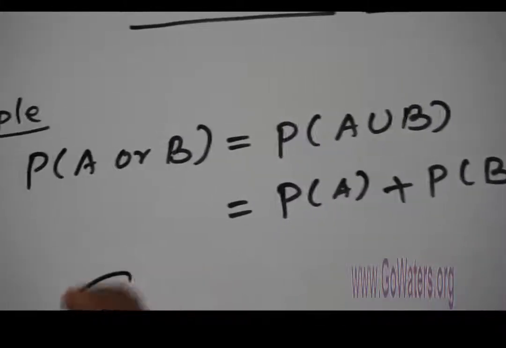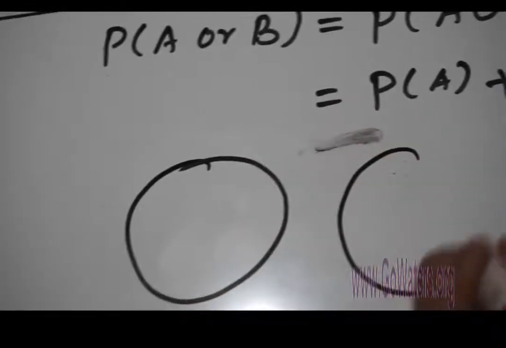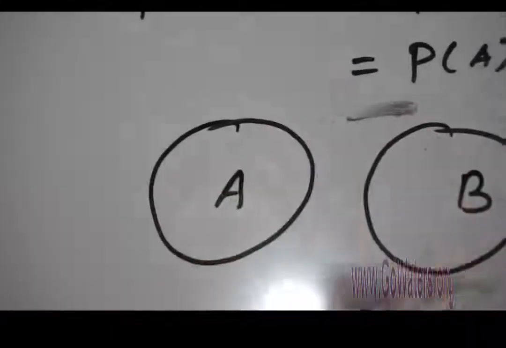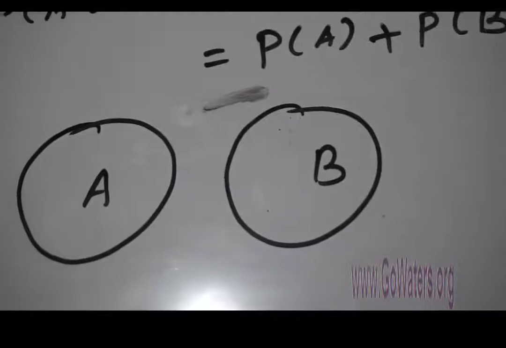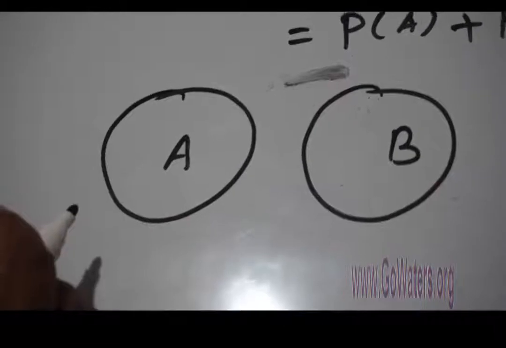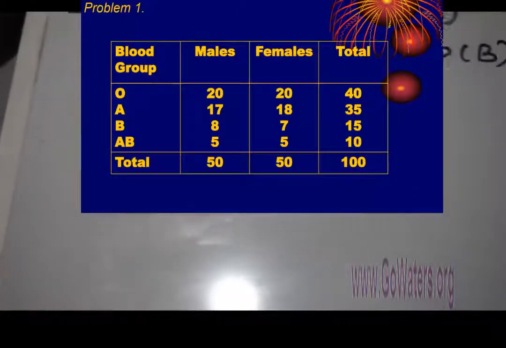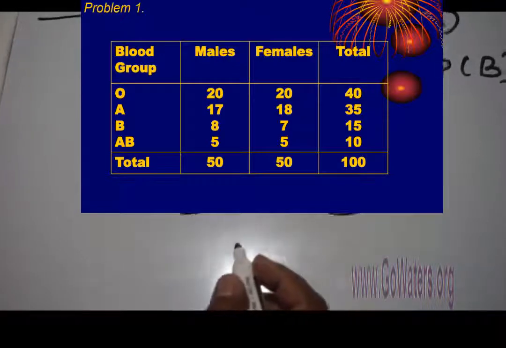So in other words, if you draw it in a Venn diagram, these two are totally disjoint. There is nothing in common. This is A and this is B. They are totally disjoint. There is no common area in between. Okay, there is an example for this, the same example. Look at the number of students, male, female, and the blood group classification. Consider the probability of being either blood group O or blood group A.